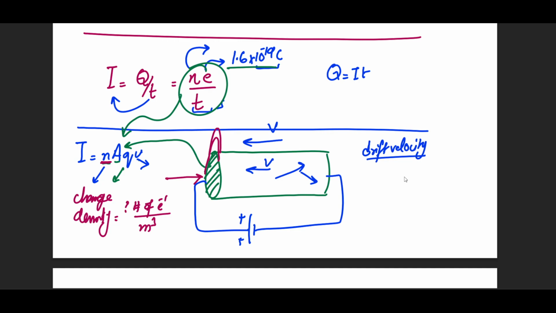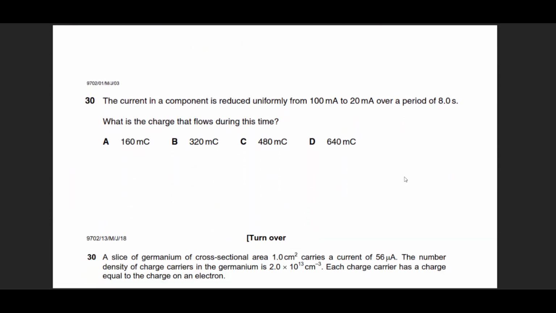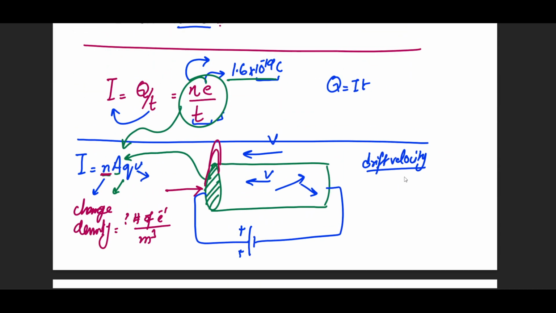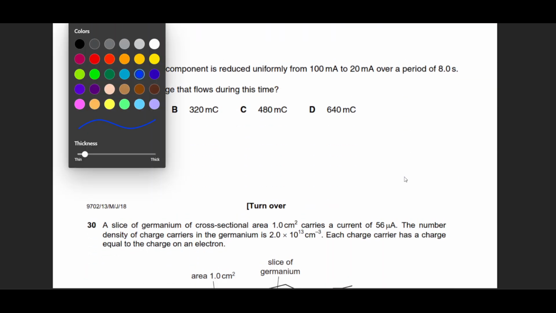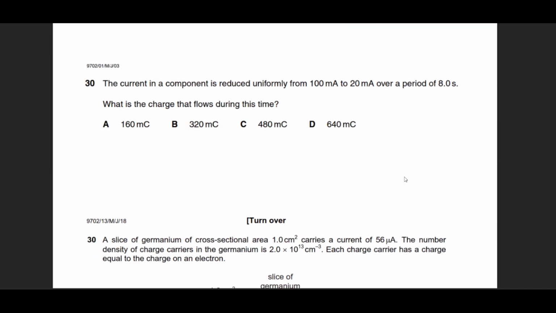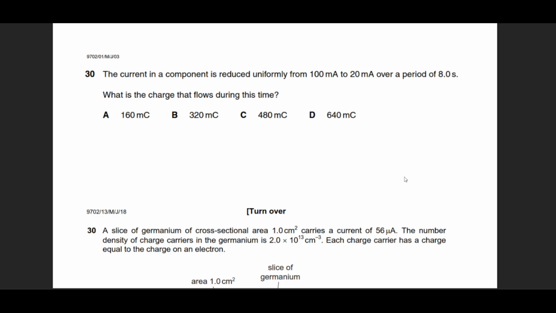Okay, so we just have to use this formula, and let's see where it is going to be used, and how we use Q equals IT. So, the very first question is taken from a very old past paper, May-June 2003, but it is an interesting question because it also signifies paper 3 qualities, practical. It says the current in a component reduces uniformly from 100 milliampere to 20 milliampere over a period of 8 seconds. How much charge flows? If you try to solve it straight away, it won't work, so you have to draw a graph to fully understand it.